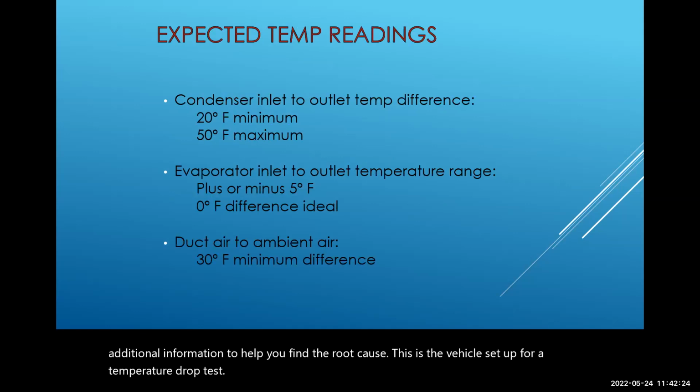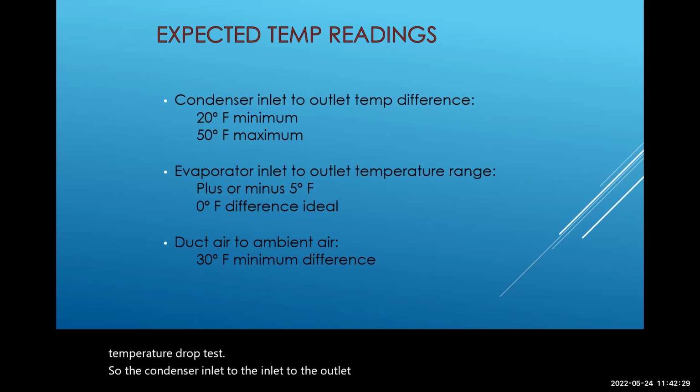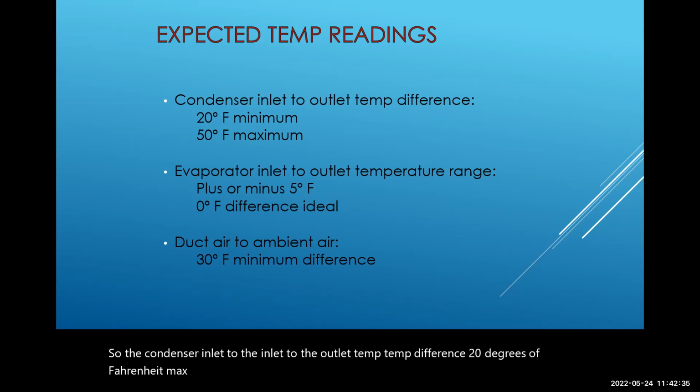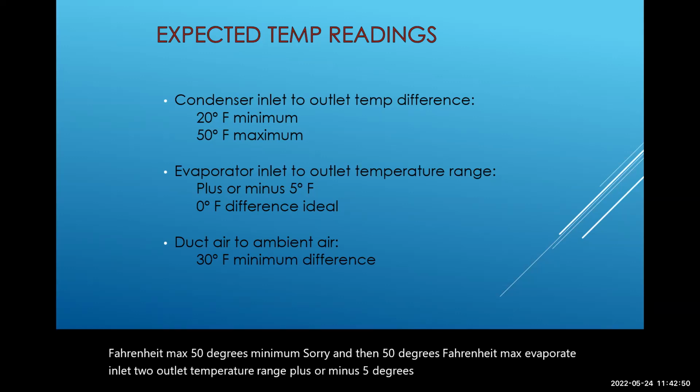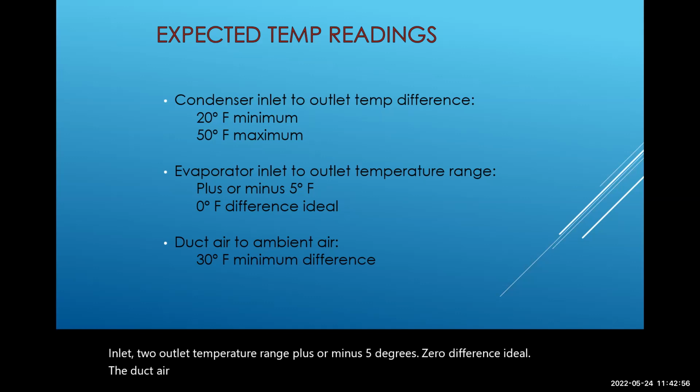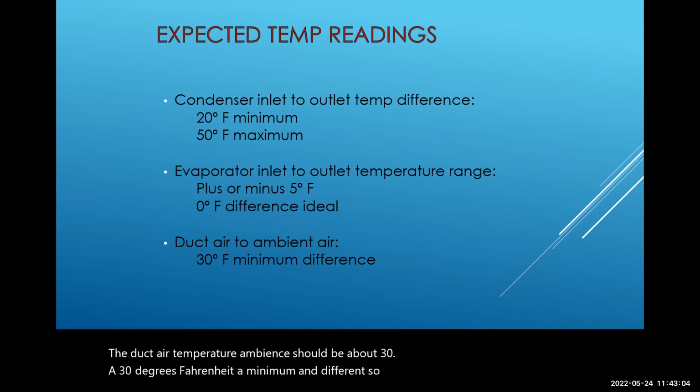So the condenser inlet to outlet temperature difference: 20 degrees Fahrenheit minimum, 50 degrees Fahrenheit max. Evaporator inlet to outlet temperature range plus or minus 5 degrees, zero difference ideal. The duct air temperature compared to ambient should be about 30 degrees Fahrenheit minimum difference. So we're looking for what's expected.